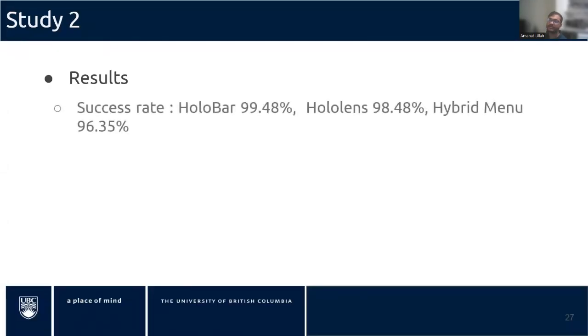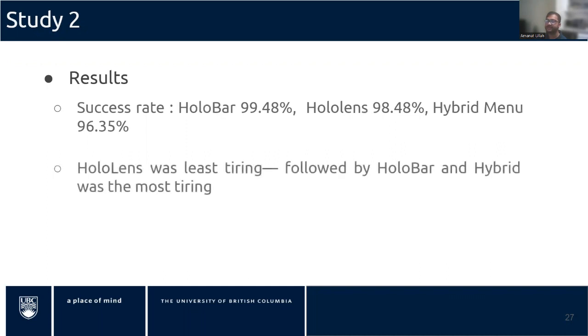Another thing that is showcased in the study is that the Holobar has the highest accuracy out of the three menus, and the post-study rating by the users revealed that the HoloLens actually was the easiest to use, followed by the Holobar, and the hybrid one had the highest fatigue.